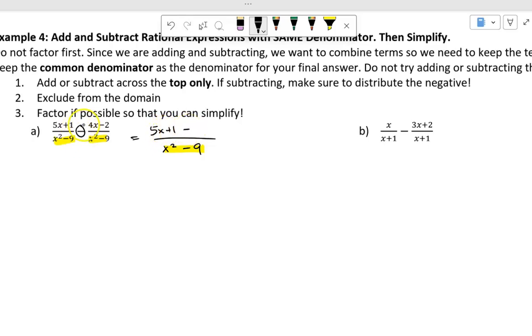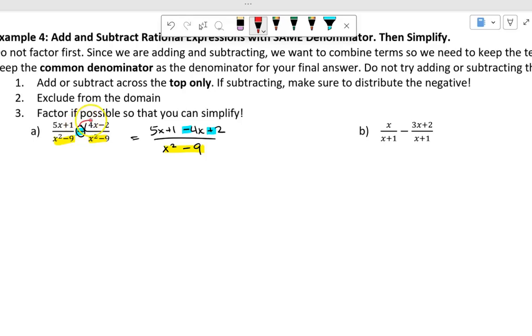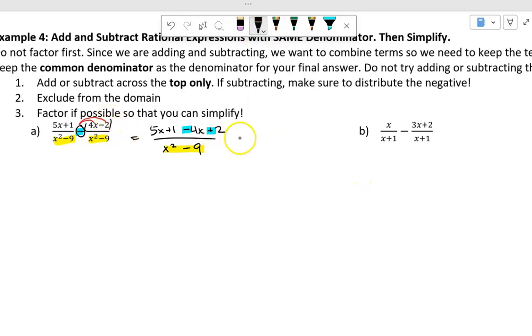In this case, we're subtracting for part A, and you have to subtract every part of the next fraction. You have to subtract 4x. You have to also subtract negative 2. And this is going to change the sign for both pieces. So this minus sign here affects both of those pieces. Be very, very, very careful with that. That is one of the most common mistakes, is when you are subtracting, you have to send that subtraction sign to both terms. And both sides change.